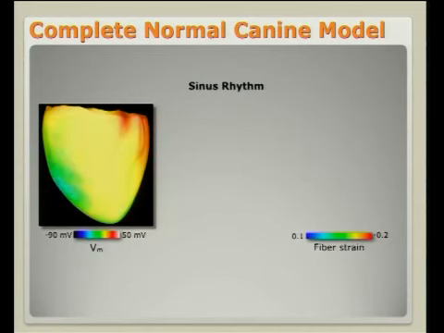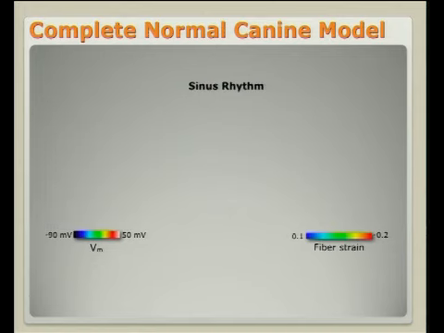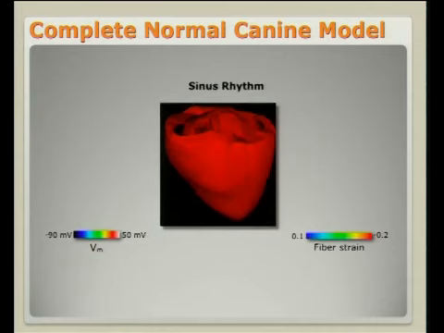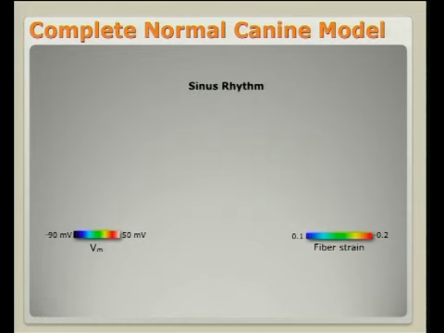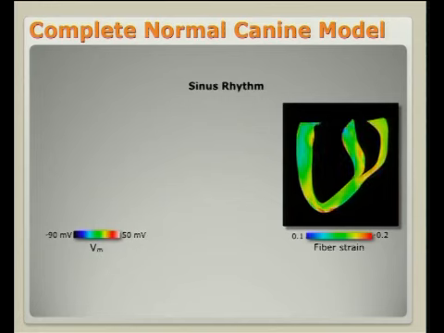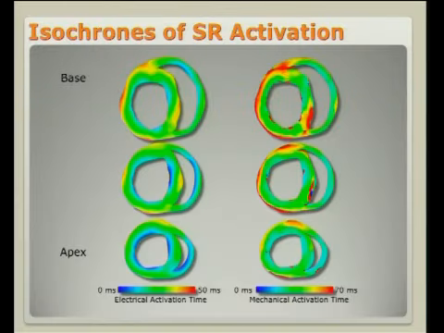And what you see here is the single twitch in the normal and in the failing heart. So this is our complete model of the canine heart. You can see electrical propagation here. I'm just showing the ventricles. Here is the contraction. The heart is contracting. You can see the torsion. And here is a brief movie of the strain that develops in the normal heart.